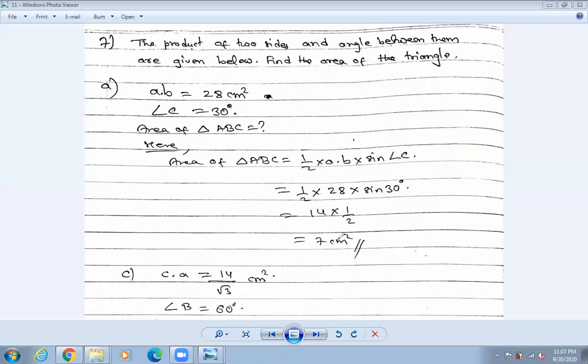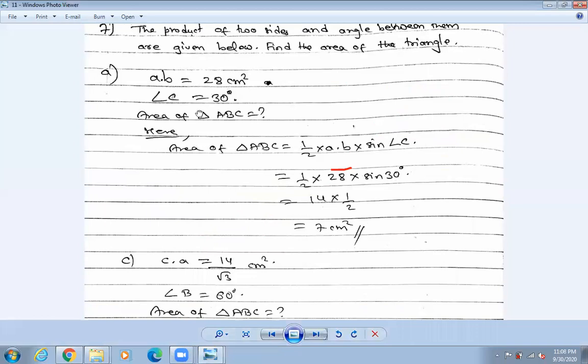Okay, so in this way, we will get our answer. The value of AB is directly given, 28. So sine C is 30, and sine 30 means 1 by 2. If you cancel it, it becomes 14, and again if you cancel it, it becomes 7 square centimeter.